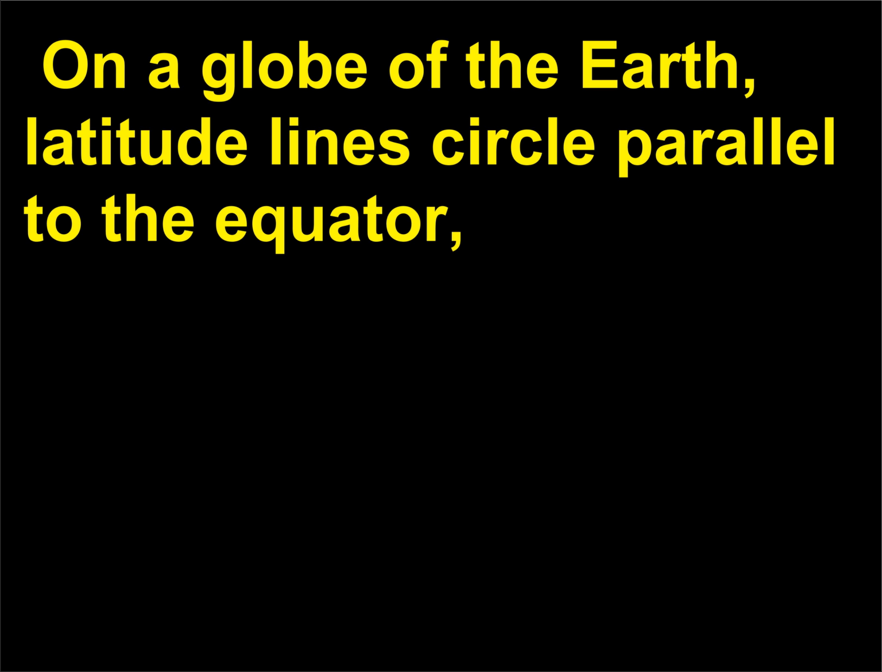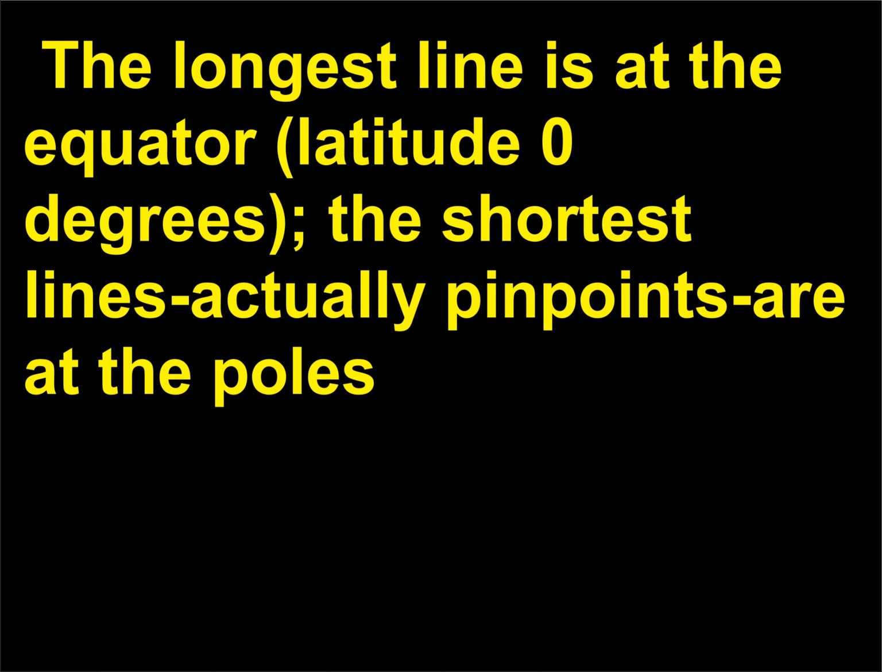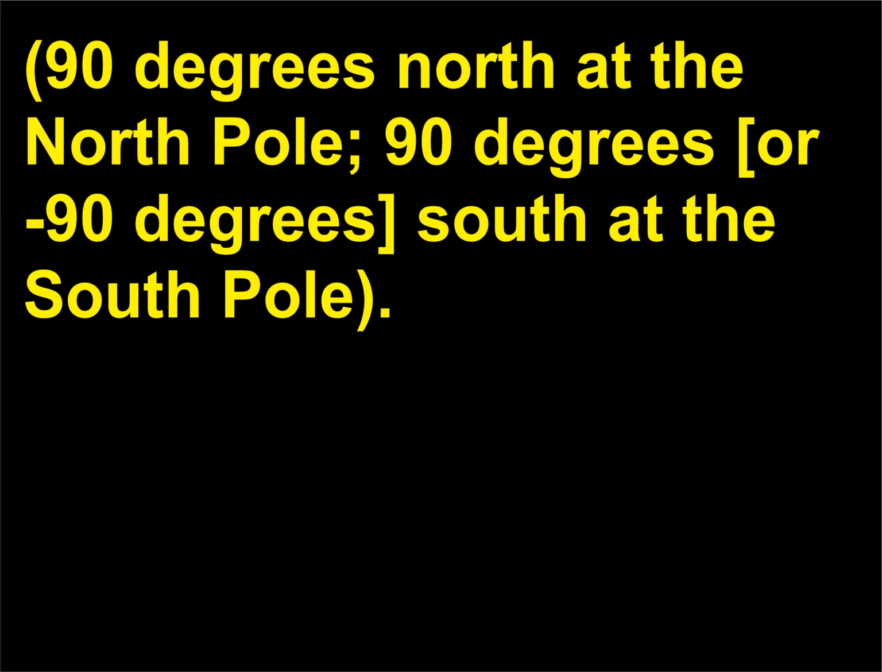On a globe of the Earth, latitude lines circle parallel to the equator, and differ in length depending on their location. The longest line is at the equator, latitude 0 degrees, the shortest lines actually pinpoints are at the poles, 90 degrees north at the North Pole, 90 degrees or minus 90 degrees south at the South Pole.